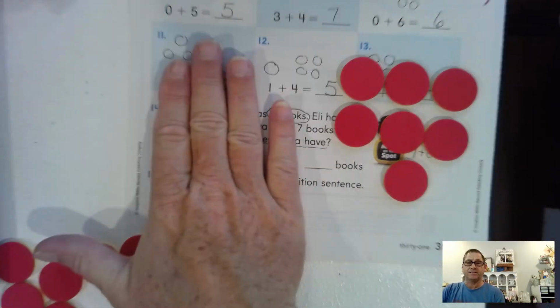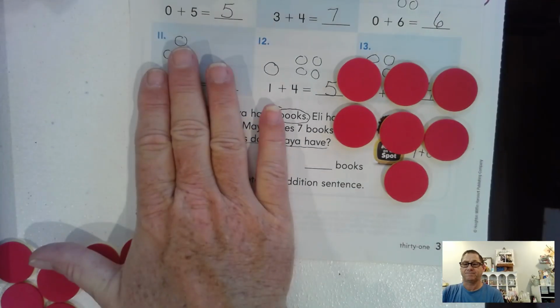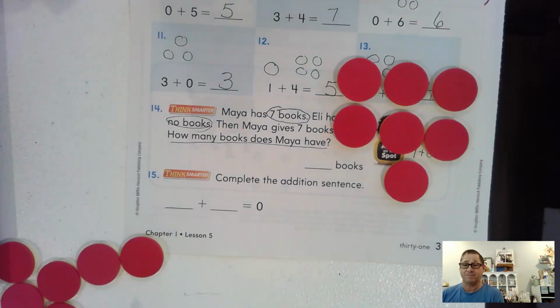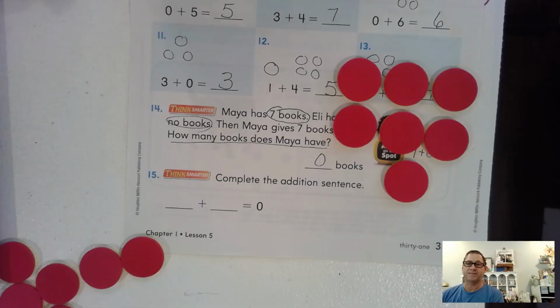Okay, so I took the 7 that Maya had and gave them to Eli. Now how many does Maya have? She doesn't have any, right? She gave them all to Eli. So she has 0 books.